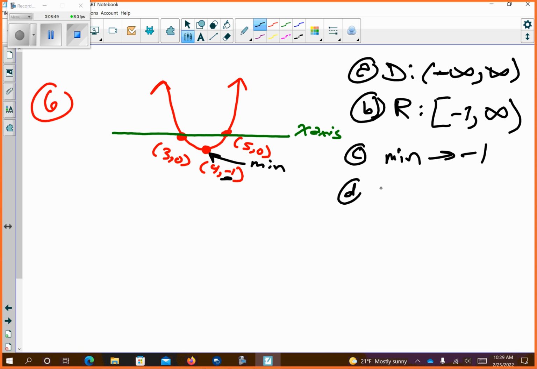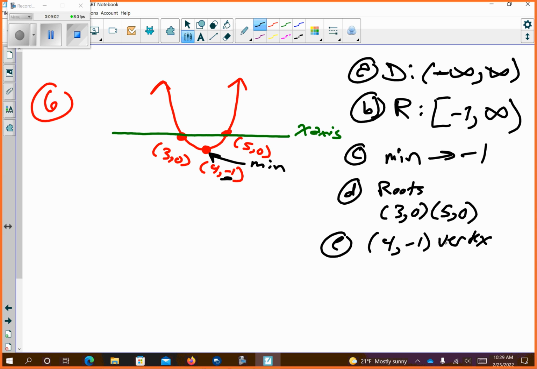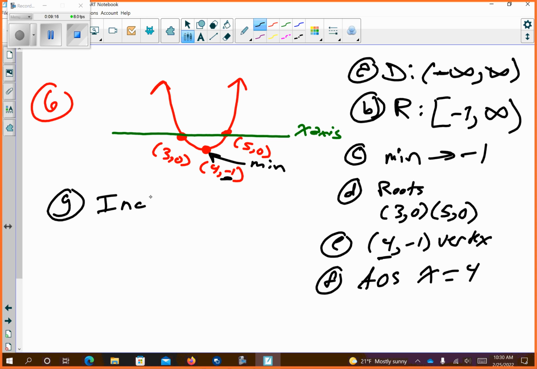The letter D, the roots, you have 3, 0, and you have 5, 0. Vertex, we should be able to identify. 4, negative 1 is the vertex. F, axis of symmetry. AOS is x equals the x part of the vertex. And then G, where is this increasing? So it's increasing here. It starts increasing at 4, okay, but it's a soft bracket, so we don't include it, and it'll continue to increase till we get to infinity.